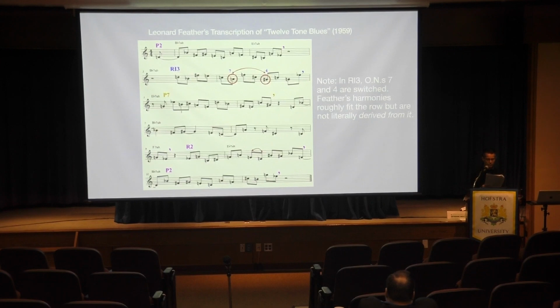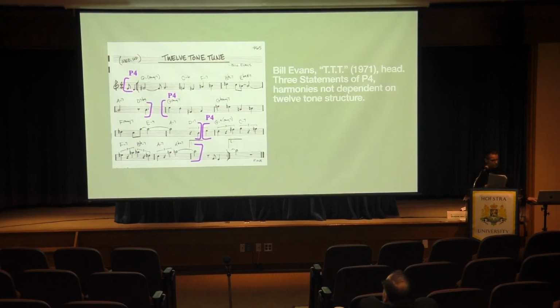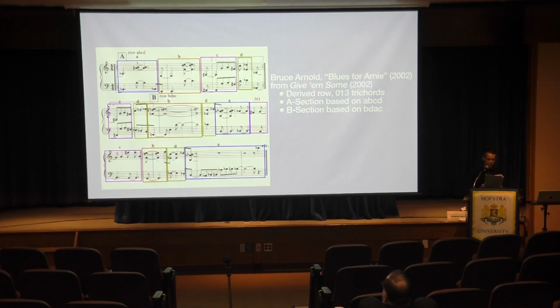Arnold's album, Give 'Em Some, combines elements of King Crimson with 80s rock and serial resources. The album opens with a Fripp-like nod to Schoenberg titled Blues for Arnie. As slide 9 illustrates, Blues for Arnie has two main sections, each based on the same 013 derived row. Section A features the trichords in their original order as A, B, C, D, while Section B scrambles this ordering so that it becomes B, D, A, C.